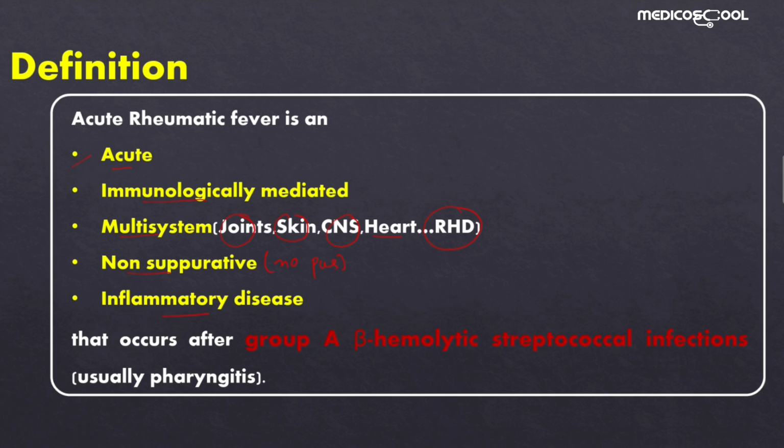It is acute, as mentioned in the name, immunologically mediated, multi-system, non-suppurative inflammatory disease that mainly occurs after group A beta hemolytic streptococcal infections, mainly in the form of pharyngitis. Group A beta hemolytic streptococcal infection in the form of pharyngitis then causes acute rheumatic fever.